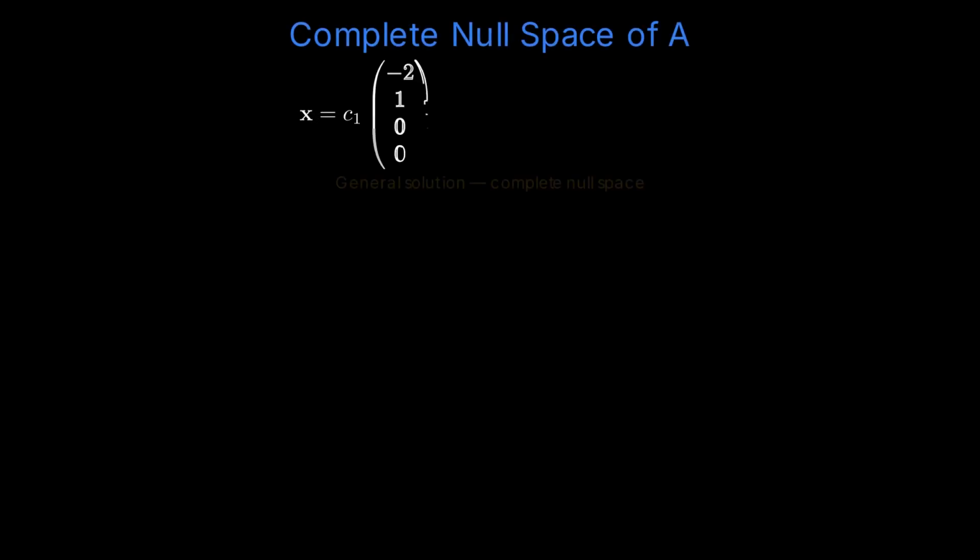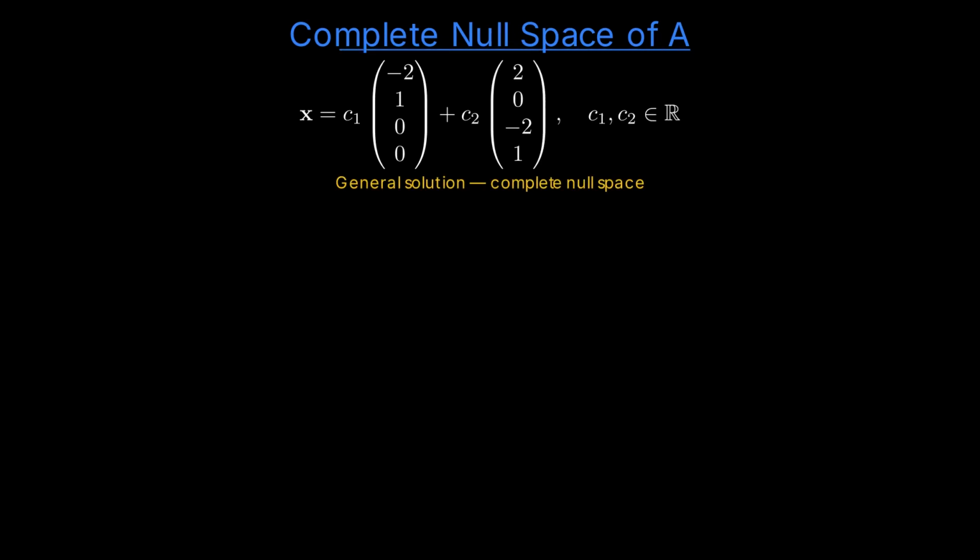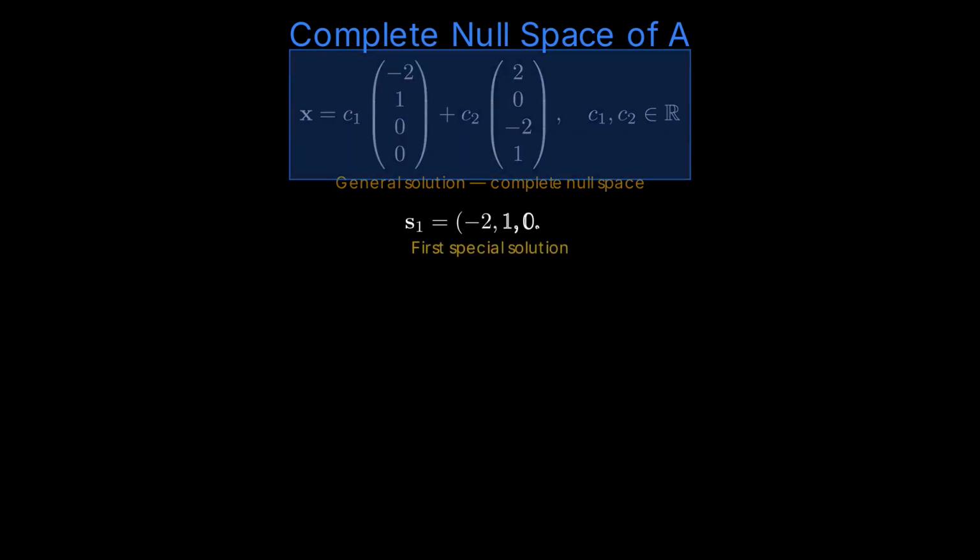Now we assemble the complete null space. Every solution to Ax equals 0 has the form x equals c1 times the vector negative 2, 1, 0, 0, plus c2 times the vector 2, 0, negative 2, 1, where c1 and c2 range over all real numbers. Let's see what each special solution tells us about the columns of A.